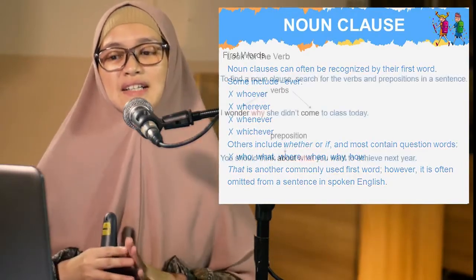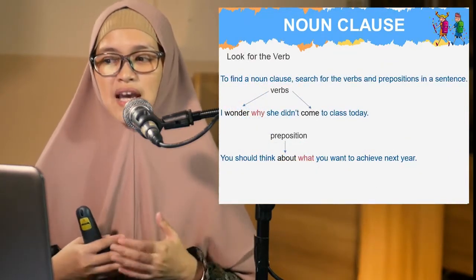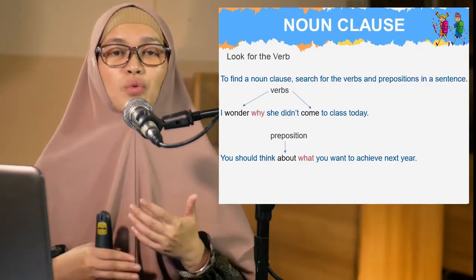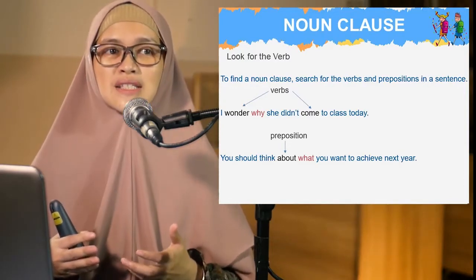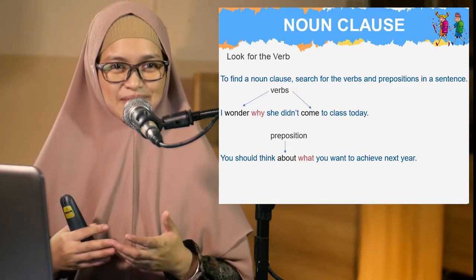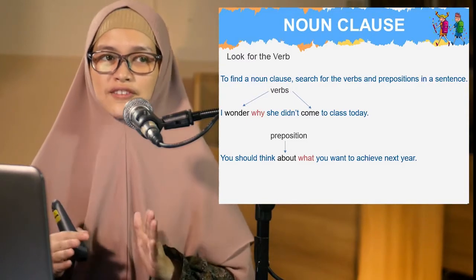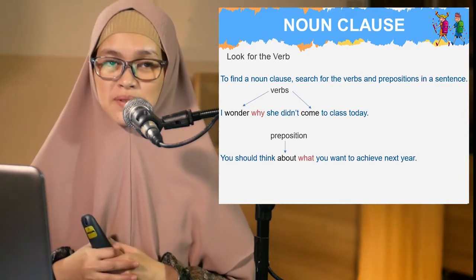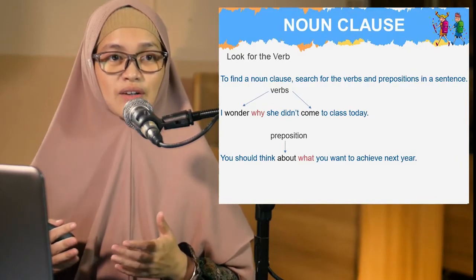To find a noun clause, we have to search for the verbs and prepositions in a sentence. For example, "I wonder why she didn't come to class today." Where is Uki? I wonder why she didn't come to class today, for example. "Wonder" and "come" are put after subjects, right? Both of them are verbs. It indicates a noun clause.